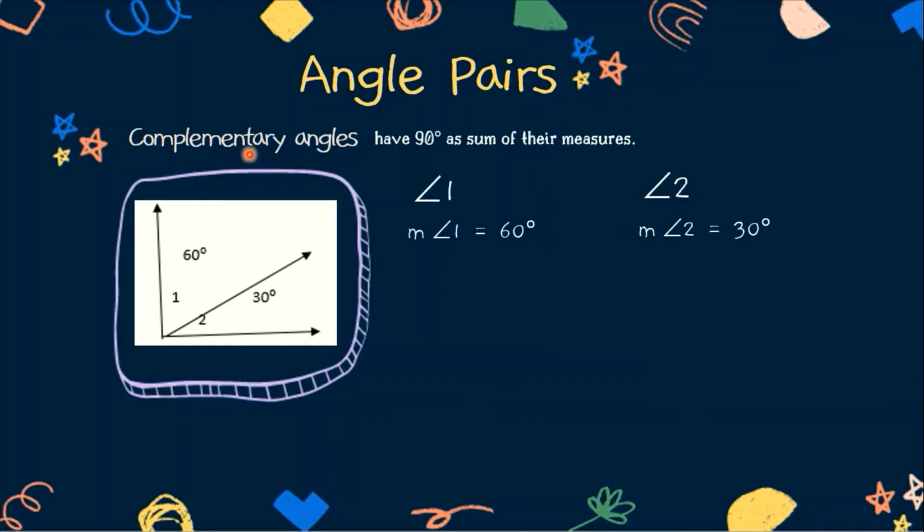Ang sabi daw rito, para maging complementary angles ang dalawang angles, pag pinag-add natin yung kanilang mga measurement, we must get 90 degrees. So adding the measurement of angle 1 and 2 together, it must be equal to 90 degrees. Yung angle 1 natin ay 60, added to angle 2's measure, which is 30. 60 plus 30 is equal to 90 degrees. Therefore, angle 1 and 2, they are complementary angles.